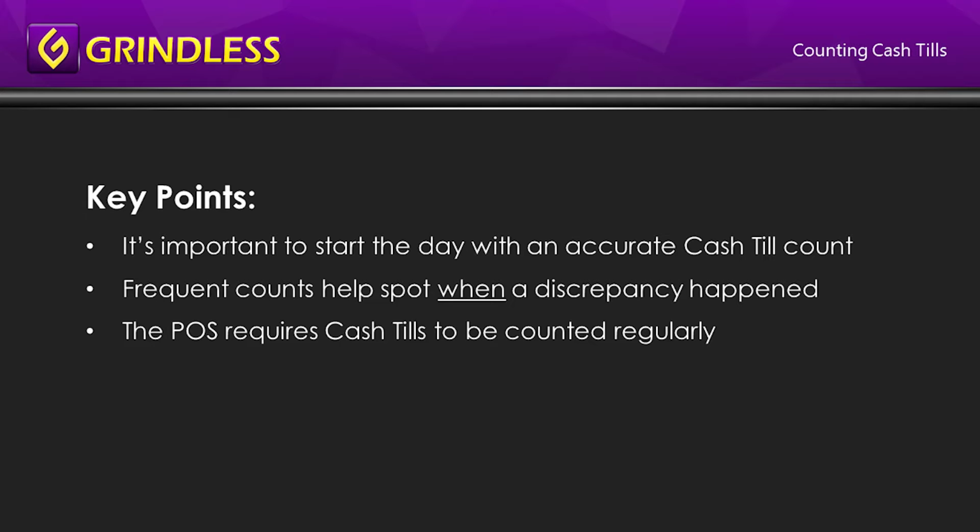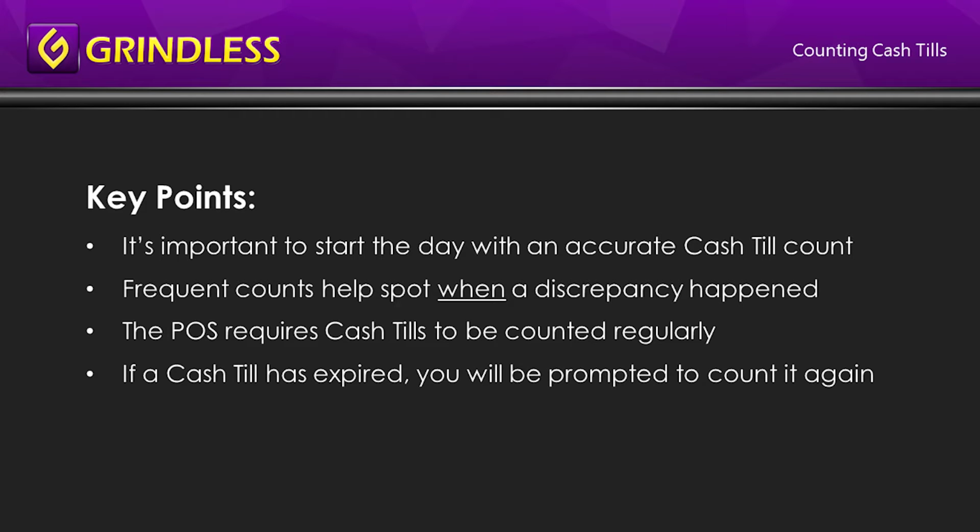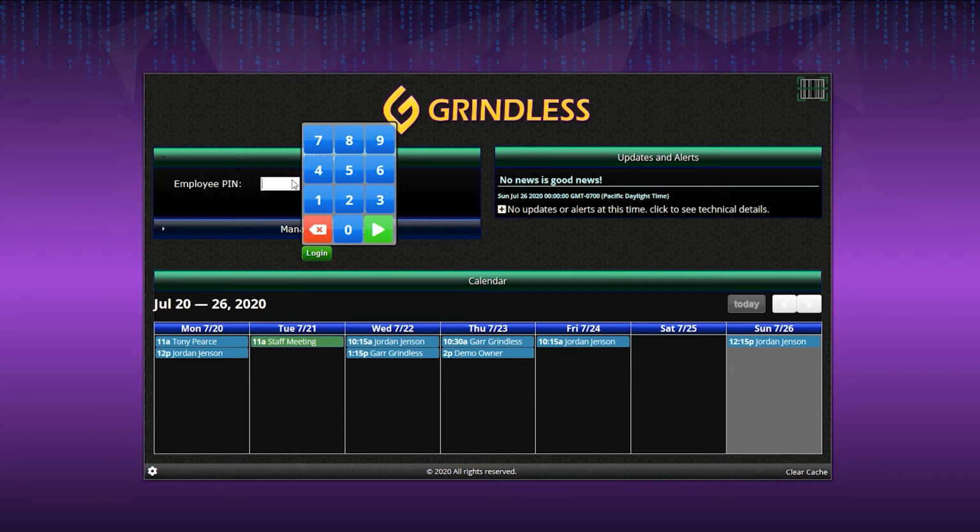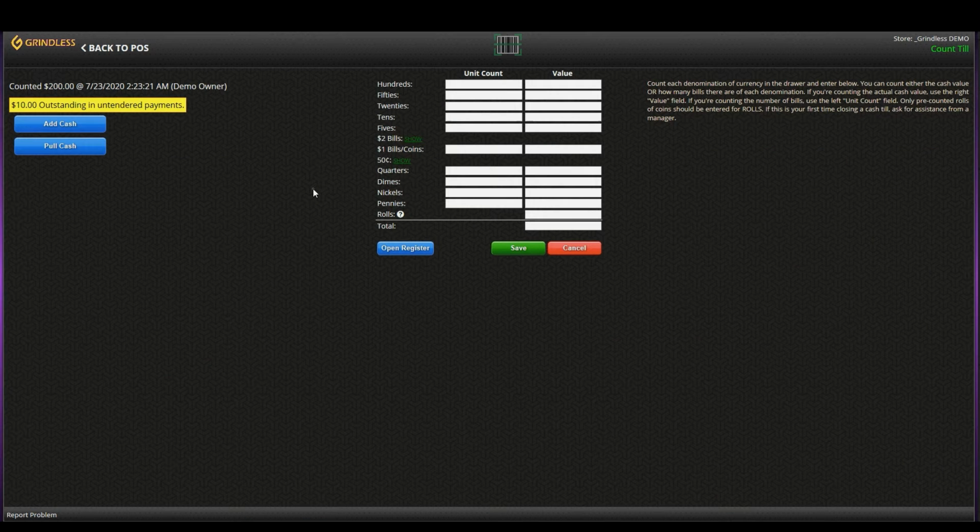Typically, most businesses will choose to count their cash tills at least twice a day, once at store open and again at store close, though your store's actual policies may vary. The POS will ask you to count the cash till if enough time has passed since the last till has been counted. If the last till has expired, you will be prompted at login to count the cash till immediately. So let's go ahead and count it.